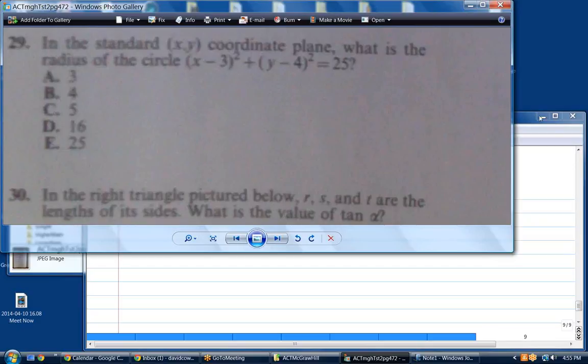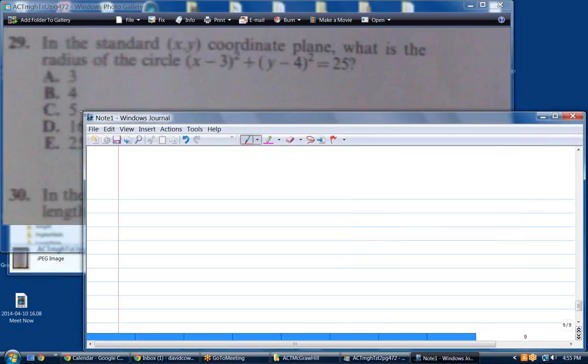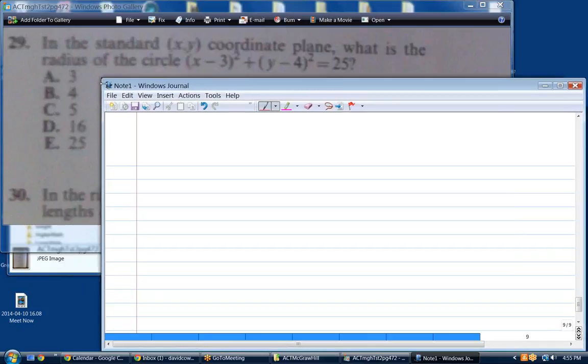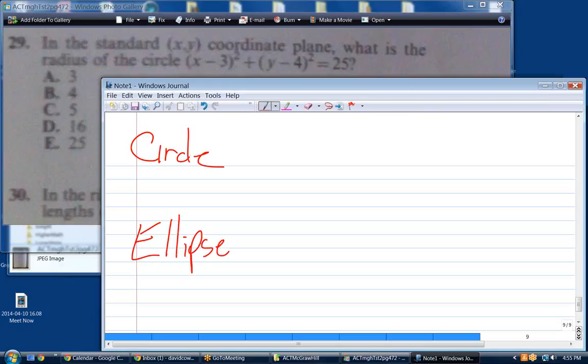All right. Here is a problem that is one of the two conic section problems. If you'll remember, there's only two formulas you need to know for conic sections. You need to know a circle, and you need to know an ellipse. You don't need to know the other two, which are parabola and hyperbola. You only need to know circles and ellipses.